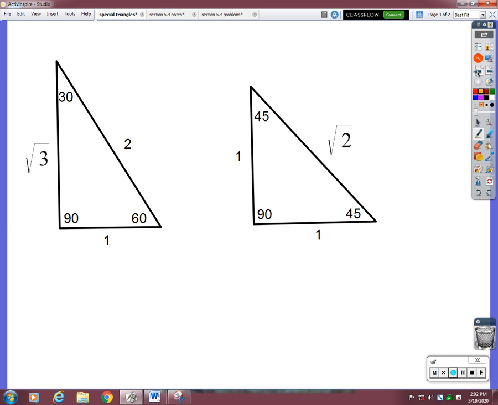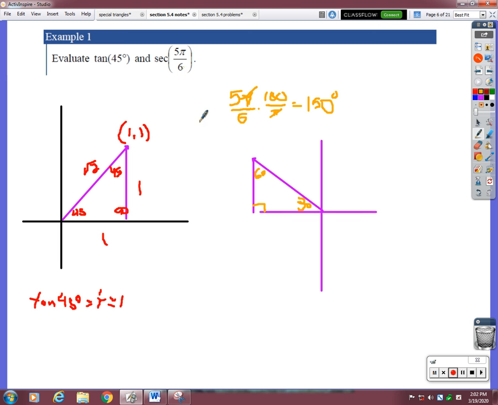So if I go back here and look at the 30, 60, 90, I can find the lengths of the 3 sides based on that. So that tells me that this side is 1. This side is 2, and remember, since we're going to the left, we're in quadrant 2, this side right here is negative square root of 3, okay? So that means that this point is negative root 3, comma, 1, and my radius is 2. X is negative square root of 3, y is 1, radius is 2.